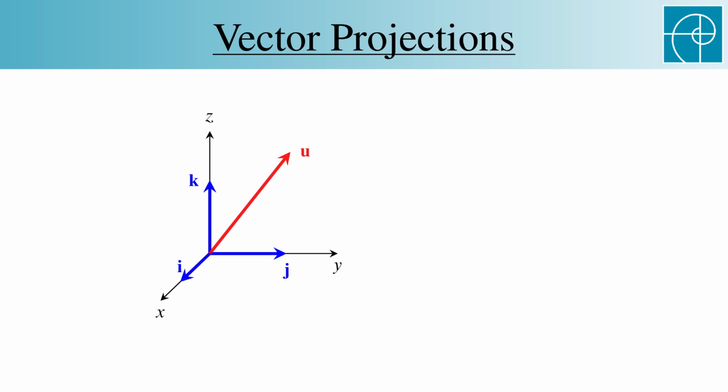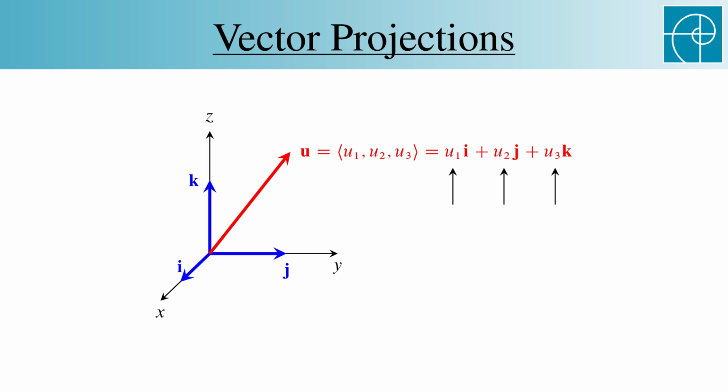Let's take a moment to review the canonical unit vectors i, j, and k. These are the vectors that point in the directions of the positive x, y, and z axes. We can express any three-dimensional vector as a linear combination of these unit vectors. In fact, it's essentially what we're doing when we use this notation. We just make it more explicit here by using the letters i, j, and k. These coefficients of i, j, and k are the components of u in the directions of i, j, and k.